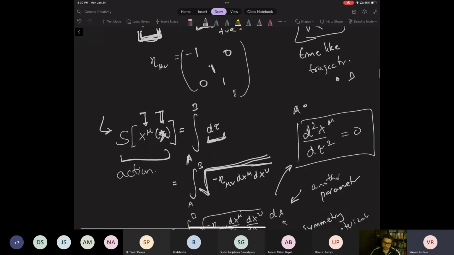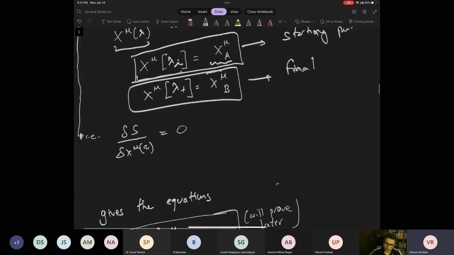You calculate a quantity. This quantity is a Lorentz scalar because proper time is a Lorentz scalar. And for this Lorentz scalar, you find the trajectory, by trajectory I mean x mu of lambda, for which this action, which is a number, is maximum.